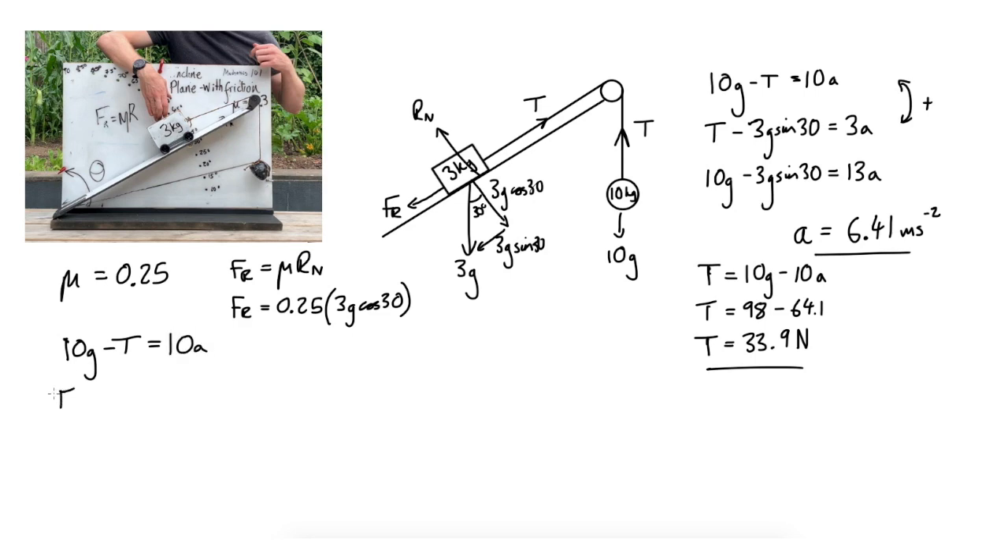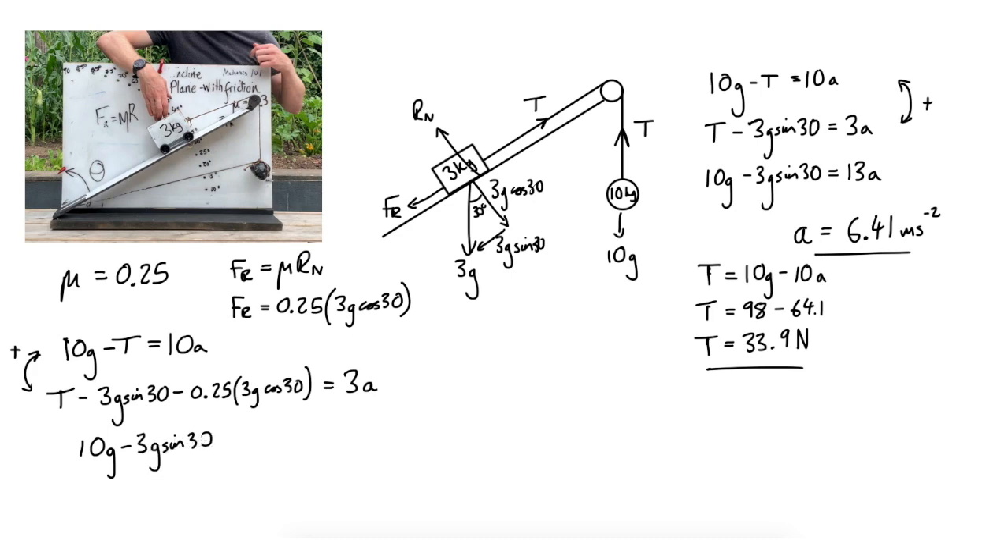I then have, for my 3 kilogram particle, T minus 3g sine 30, and also minus 0.25 times 3g cos 30, because this is my frictional component, and that equals 3a. So if I combine these together, adding the two equations, I will end up with 10g minus 3g sine 30 minus 0.25 times 3g cos 30, and this equals 13a.